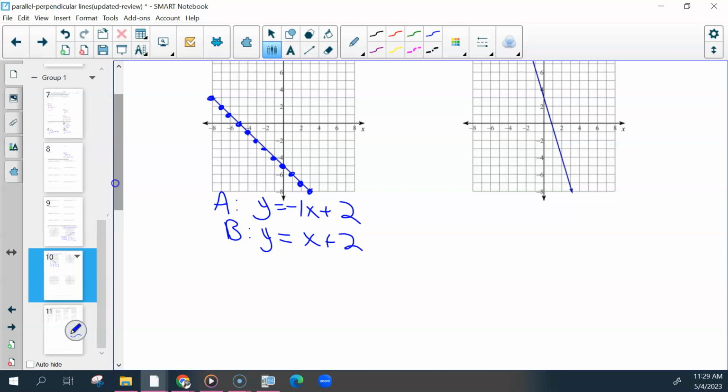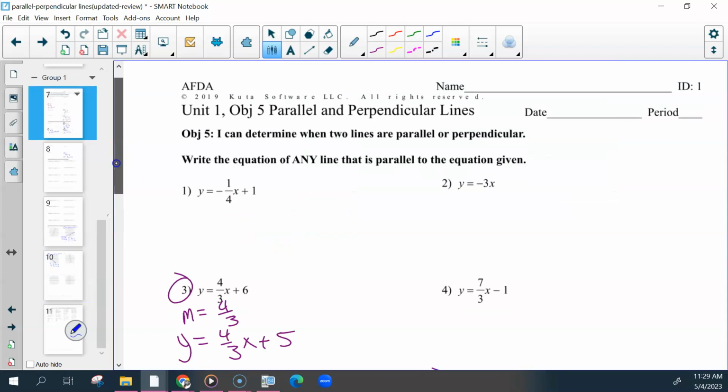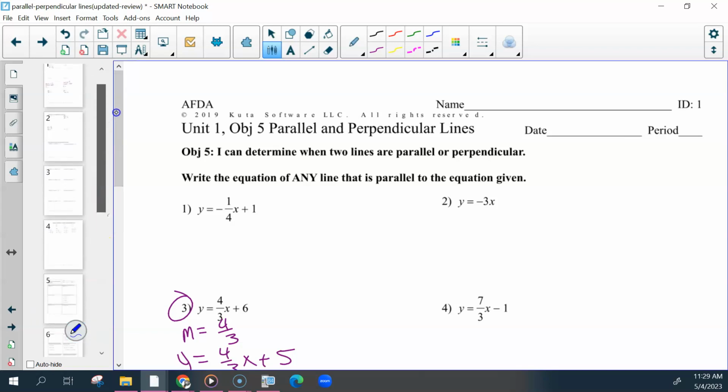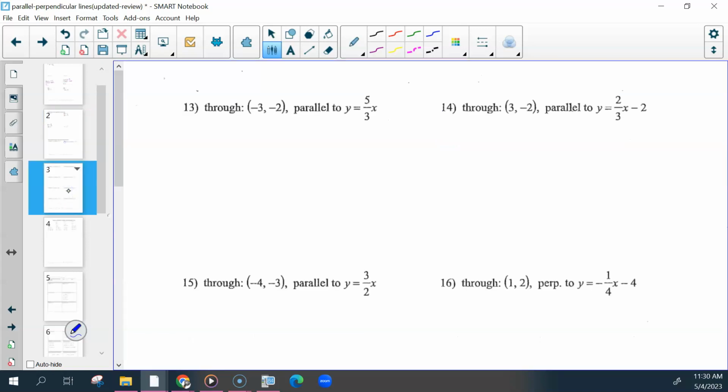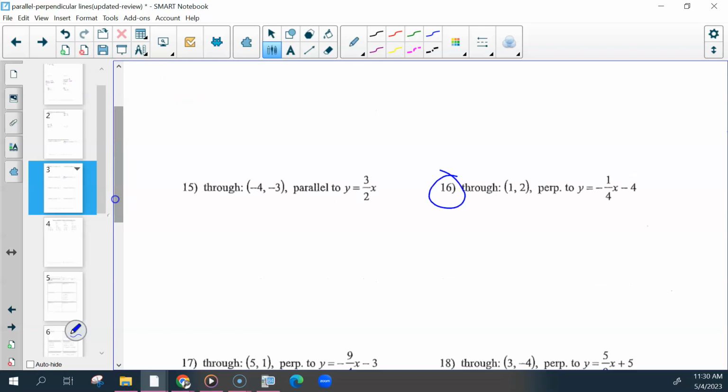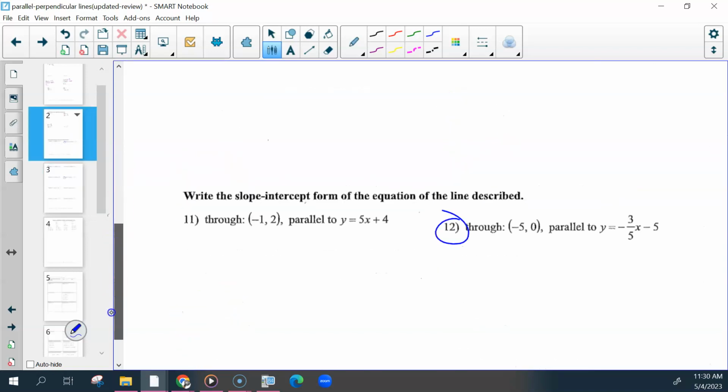Okay. Go back to the first packet we were on and find this section. Find which ones you want to see, go over, do review. Okay. And this goes on to the next page. 13. 16. So we'll start with 12.